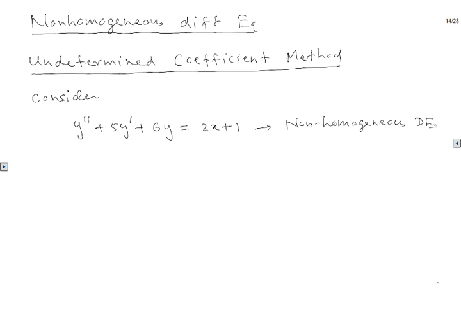If you get a problem like that, we normally call this part, let's say, f(x), some function. What we're going to do is break this problem into two parts. We're going to consider the homogeneous equation associated with this, that means in this case y double prime plus 5y prime plus 6y equals 0. This is the associated homogeneous equation. We're going to find the general solution for this part.